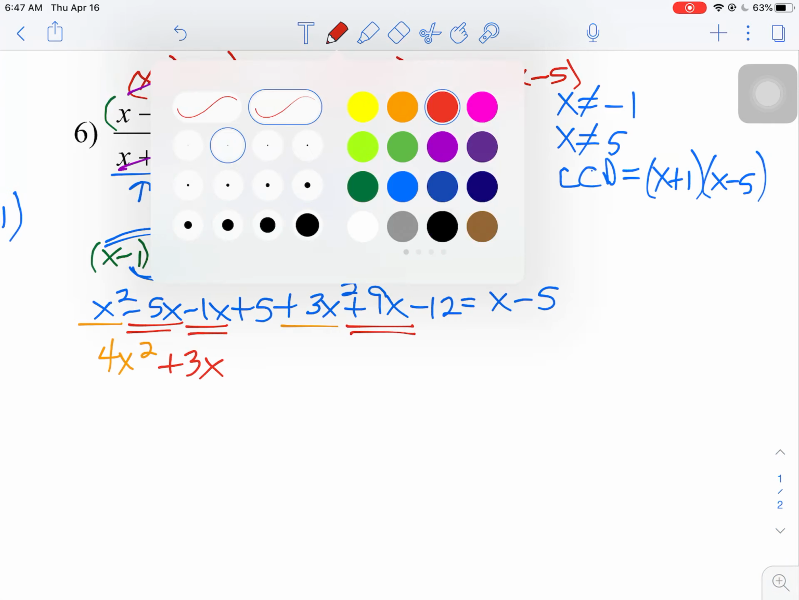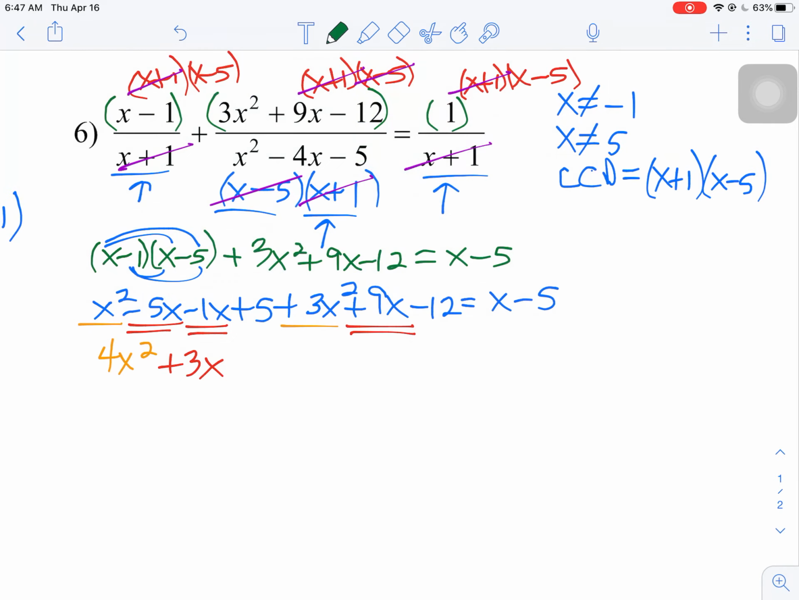And then for our constants, 5 and minus 12 is negative 7. And then drag down the equals x minus 5.